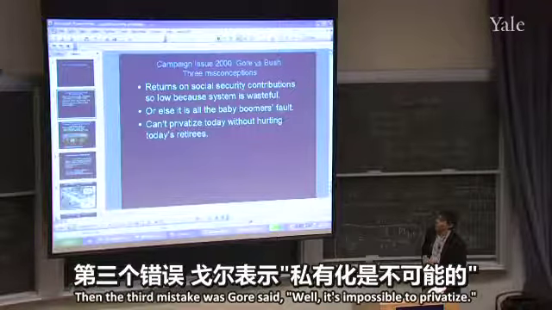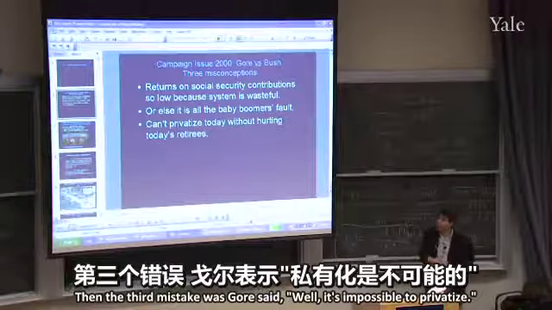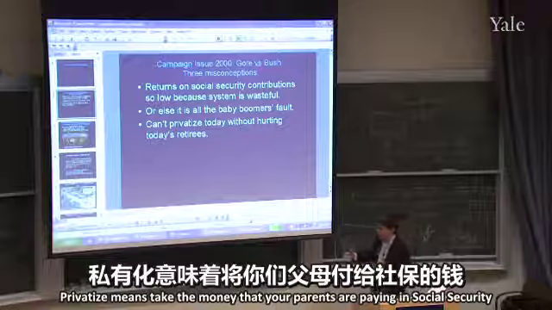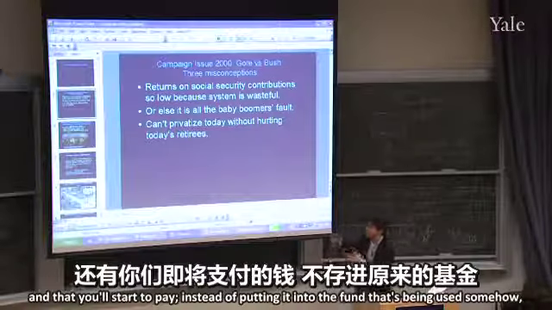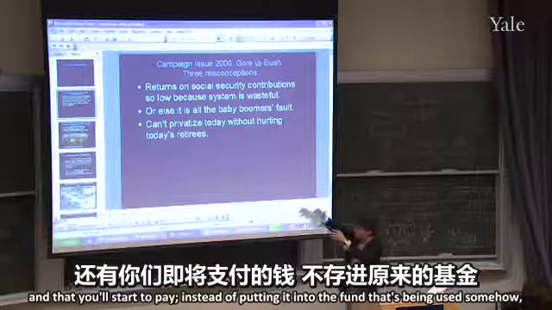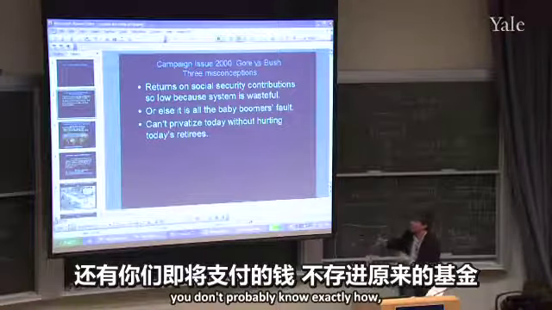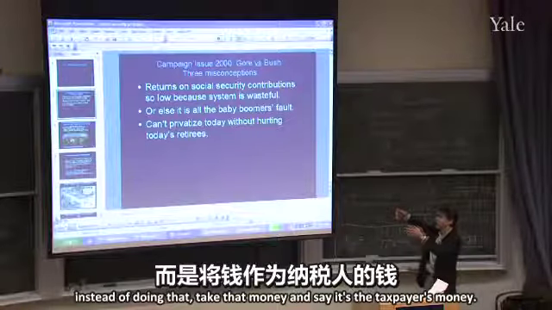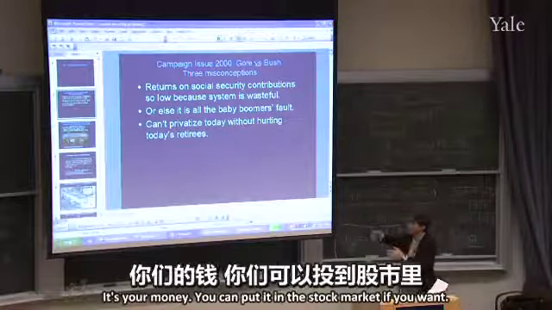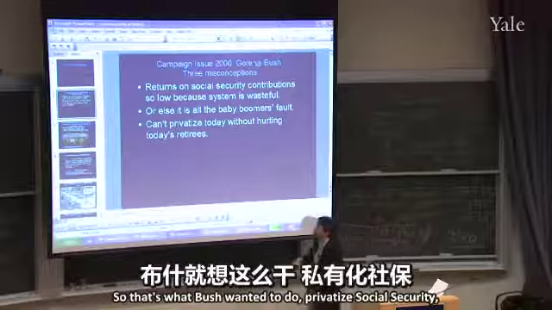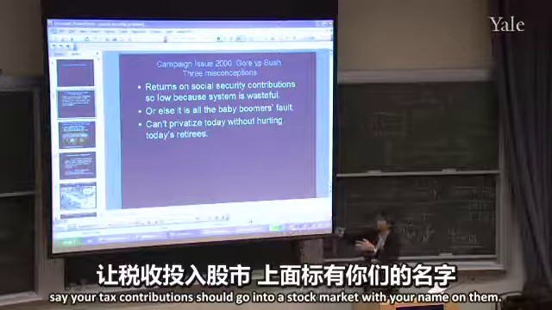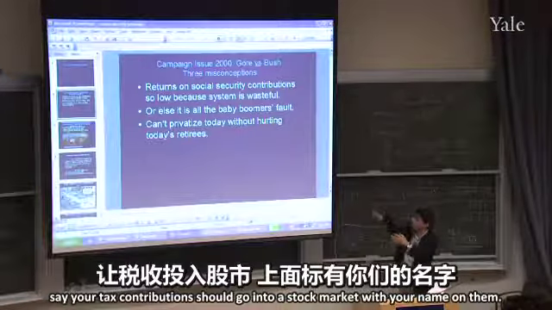Then the third mistake was Gore said, well, it's impossible to privatize. Privatize means take the money that your parents are paying in Social Security and that you'll start to pay, instead of putting it into the fund, which is being used somehow, you don't probably know exactly how, take that money and say, it's the taxpayers' money. It's your money. You can put it in the stock market if you want. So that's what Bush wanted to do, privatize Social Security: your tax contributions would go into a stock market with your name on them.